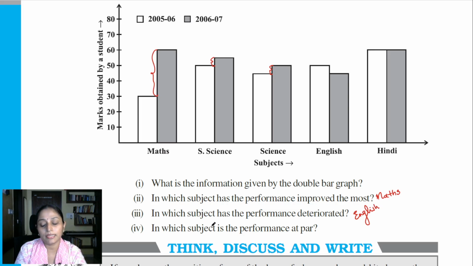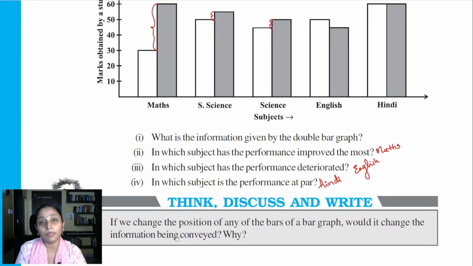In which subject is the performance at par? That is, it has not changed, it's not increased or decreased. The answer is going to be Hindi. In Hindi, the performance has remained the same. So that is your double bar graph.